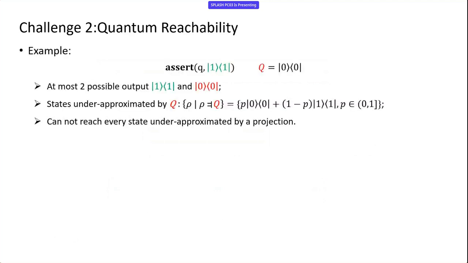Here we also start from an example. We have a search statement. For this search statement, for any input, we have at most two possible outputs: the correct output, ket 1, and the erroneous output, ket 0. We find that the set of states under-approximated by Q is an infinite set of states, and we cannot reach every state under-approximated by projection Q. So that's a problem.